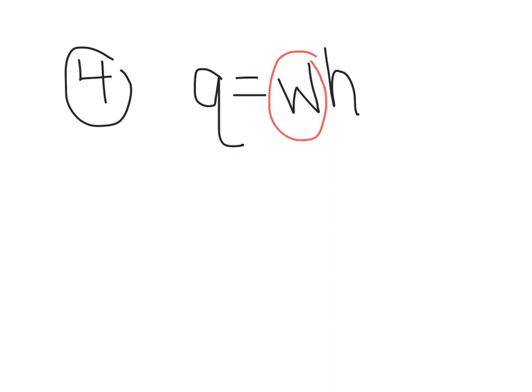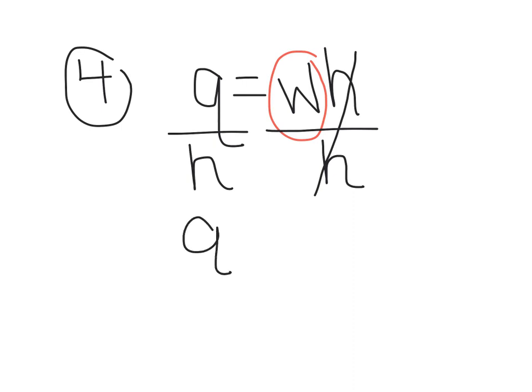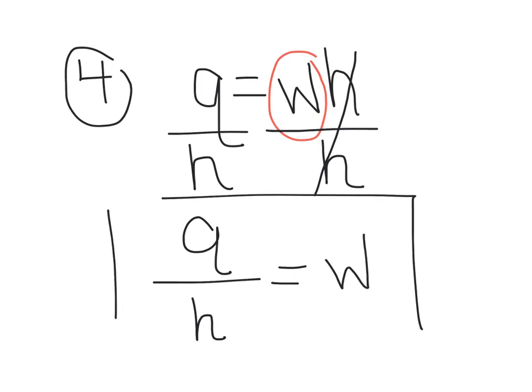Number 4 says q equals w times h. I'm going to circle my w because it says solve for w. The w and the h are multiplying. To unmultiply, we are going to divide. These h's cancel out. So now I have q over h equals w. I'm going to skip number 5 and leave that one for you to do. So let's try number 6.